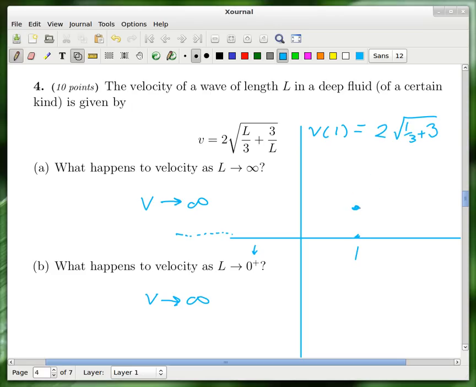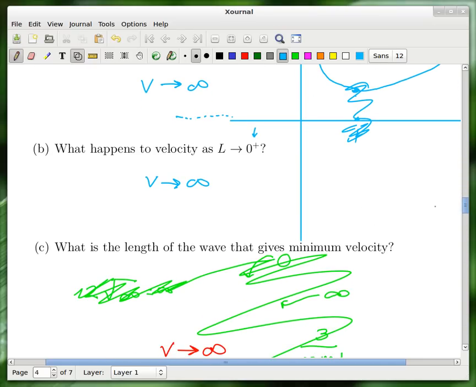And we know that as the wavelength goes to 0, the function goes to infinity. And as the wavelength goes to infinity, the velocity goes to infinity. So the way I drew it, it looks like the smallest possible velocity is at 1, but it's not. I just made that up. But in this last part, let's find out what is the length of the wave that gives minimum velocity.